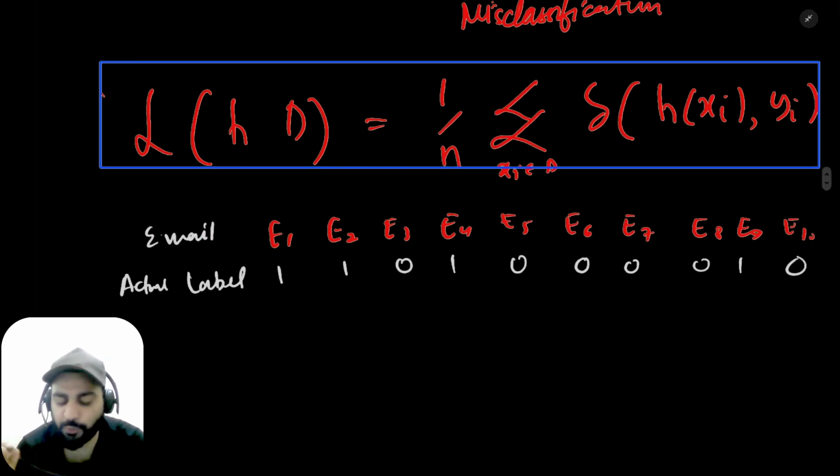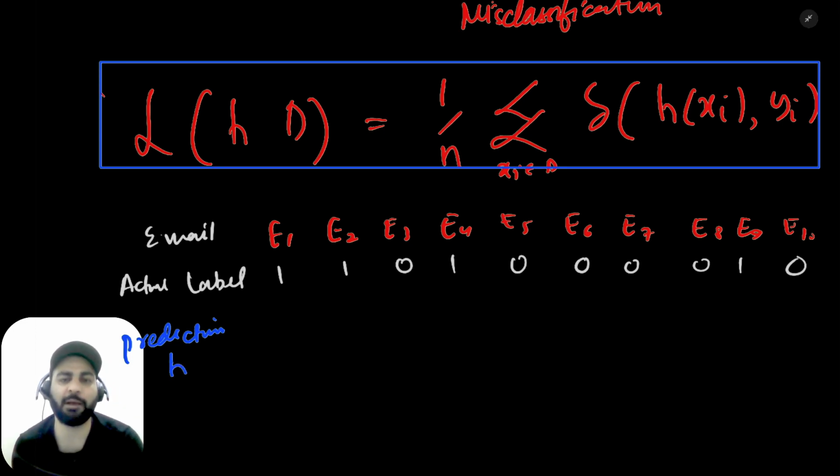So what I am trying to do is make a prediction. Prediction is made by using, let's suppose, I found some h, and I want to see how good it is.